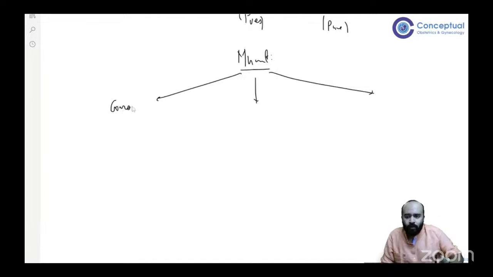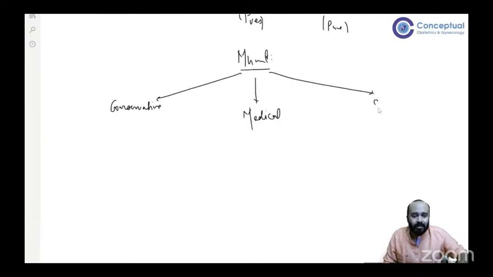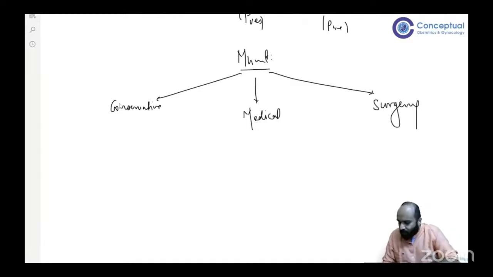First is going to be a conservative modality wherein I don't do anything. I just give her lifestyle changes. The other one is where I give her medicines, drugs. And the last resort is going to be surgery. So in conservative, first of all, I'm going to give her lifestyle modifications.